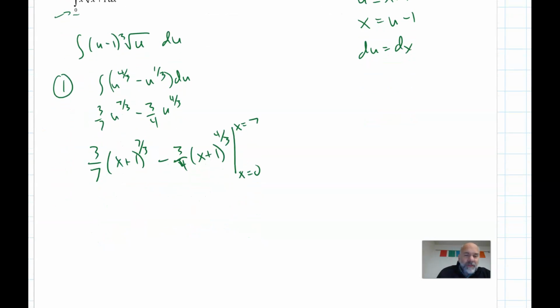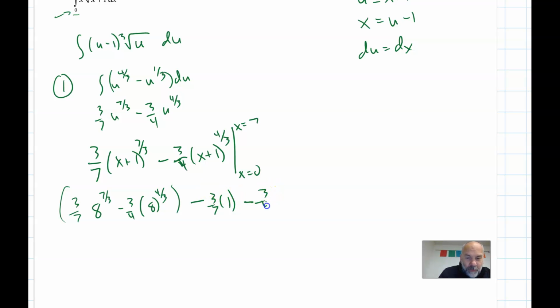So now we can plug them in. Let's plug in 7 first. So plug in 7, we get 8 to the 7/3. Whoa! With 3/7 minus, and put the 7 in there, so that's 3/4, and it's 8 to the 4/3. Cool. That's the first one. Minus, now we plug in 0, and it's 3/7 times 1 to the 7/3. That's just going to be 1. Minus 3/4 times 1. Yeah. But remember that this whole thing is being subtracted.